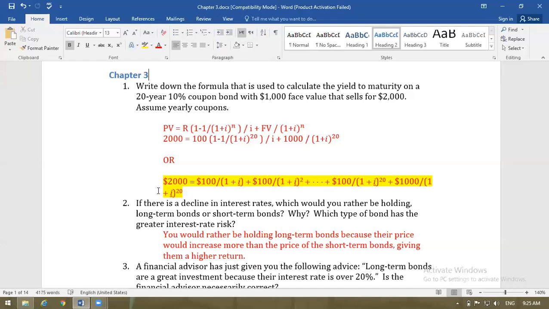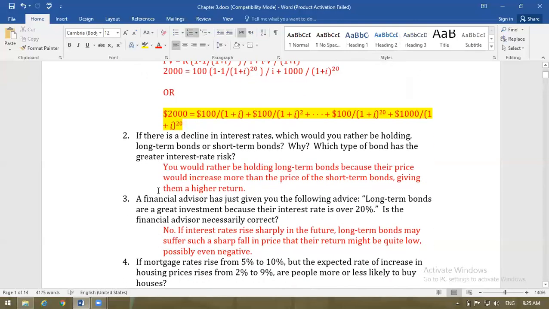Further, R is 100, then 1 minus 1 divided by 1 plus I. I is not given in this case. I means yield to maturity or market interest rate, not the coupon rate of the bond. So I is not given, and I am not changing I. Raised to power n, where n is given as 20 years, divided by I, no change, plus future value of this bond. Future value or face value means the value of a bond, which in this case is 1000, divided by 1 plus I raised to power 20. So this is the answer of question one.